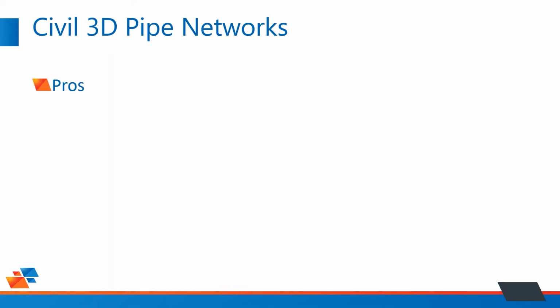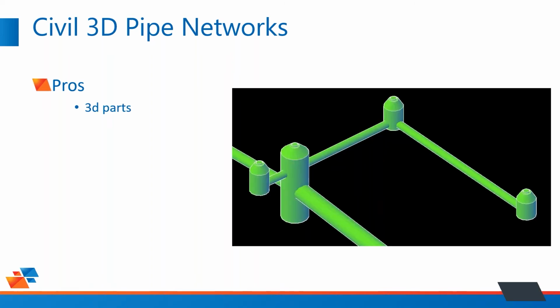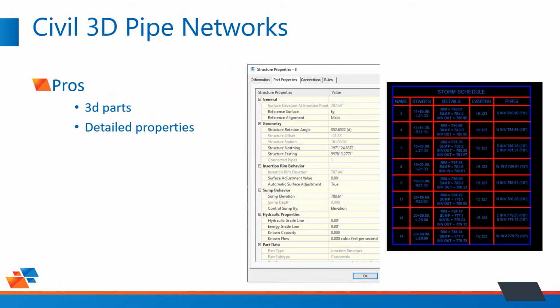So Civil 3D pipe networks out of the box. What are the pros, the advantages of using some of this stuff? These are 3D parts. Okay, with 3D parts, it's very easy to cut different views and sections and profiles, right? They're actual real parts. We're not just drawing lines on the screen. That goes without saying, right? There's a lot of detailed properties in our pipes and structures as well, not just geometrical things like inverts and rim elevations, but all kinds of other information that have to do with hydraulic analyses, the casting name, the reference alignment for station and offset, connected pipes, you name it. There's a lot of properties.